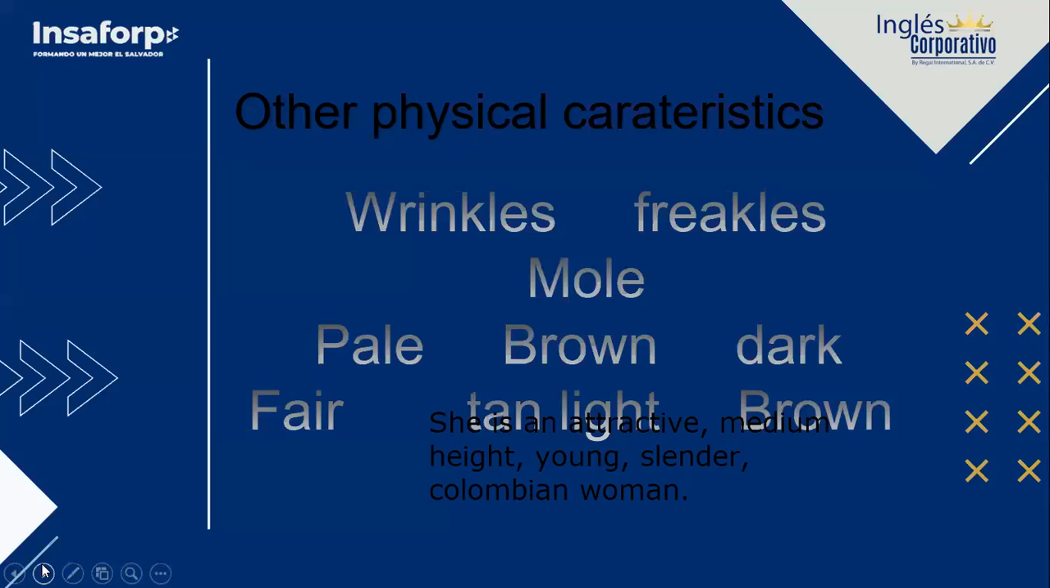Other physical characteristics, right? Look at this word here. We can describe physical appearance with these other physical characteristics. Let me write those sentences here. Let's go, wrinkles. What are wrinkles? Do you have any idea? Do you have wrinkles? No, teacher. Arrugas, that is the meaning of the first word.